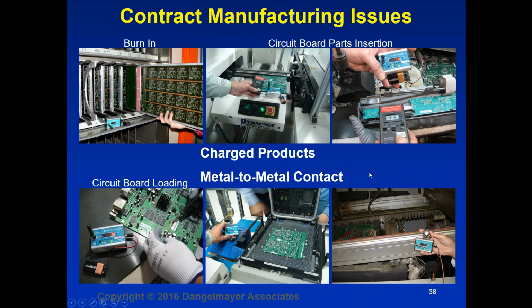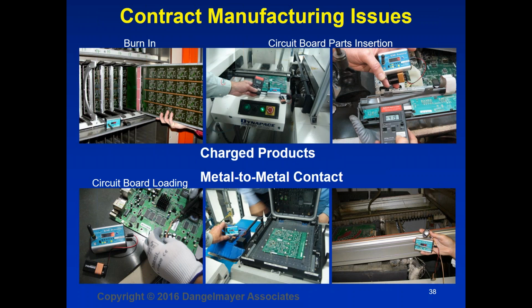Now here are some places where we do have problems. Burn-in is an area where we're placing components into burn-in boards, into burn-in sockets. We have metal-to-metal contact going on, and we have to be very careful not to damage the components in this operation of putting the parts in the burn-in boards. We use ionizers over those operations.